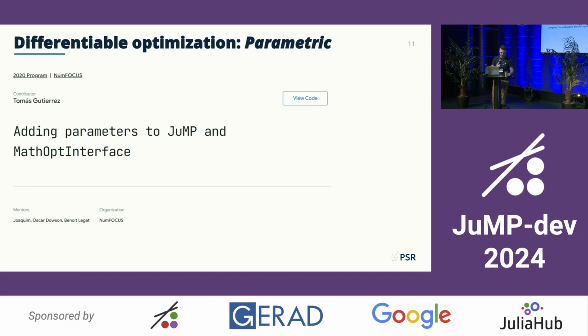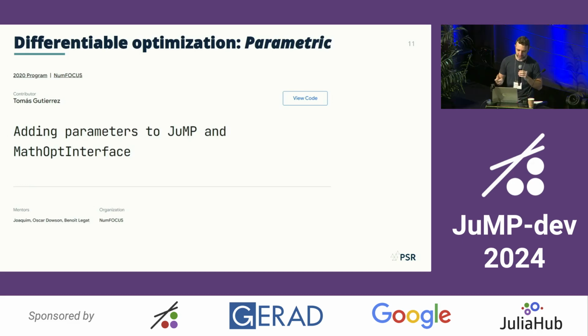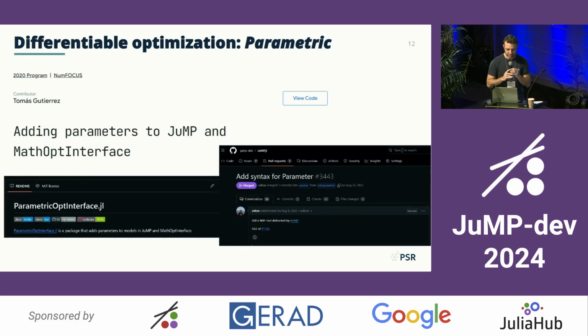The second project that we had in the same year, in 2020, was adding parameters to JuMP and MOI. So it was the first sketch on how to do that. Well, not the first. We had ParameterJuMP before that, but then we were like, how can we do that considering MOI? And then it was a great project. It led to ParametricOptInterface, like Mayo said. And afterwards, like Mayo said, Oscar and the group added parameter to JuMP.